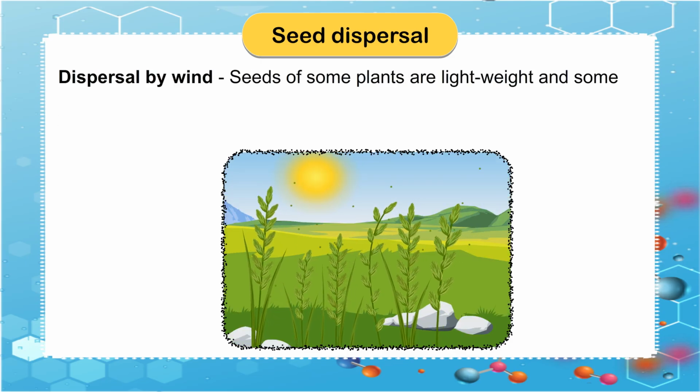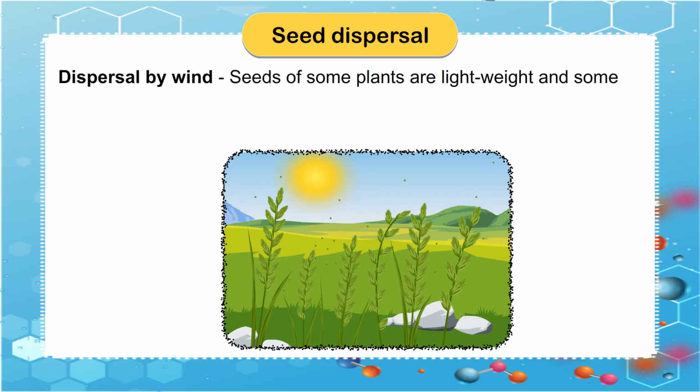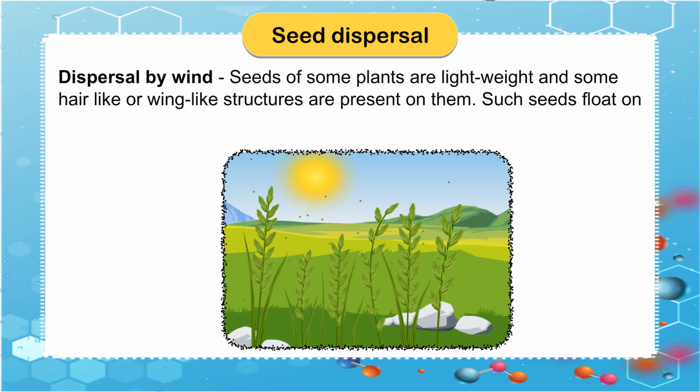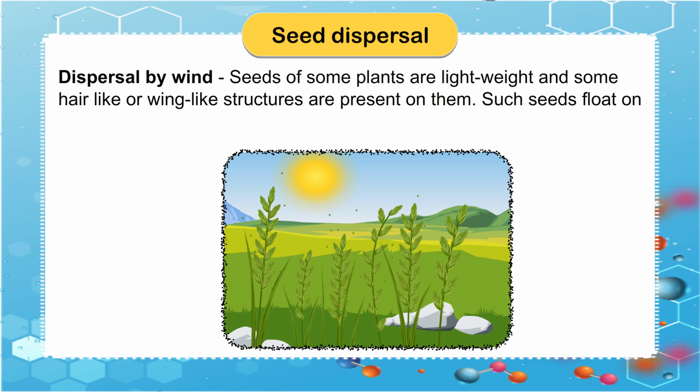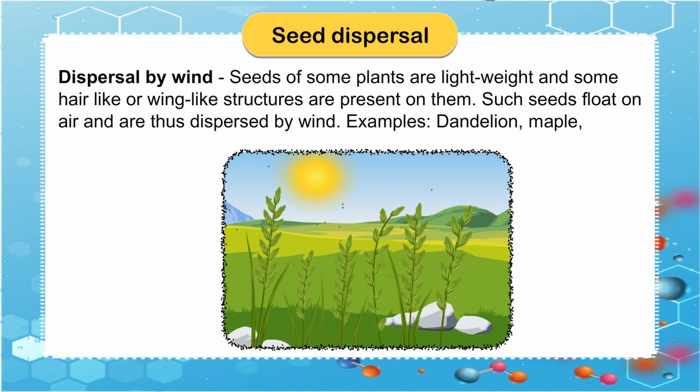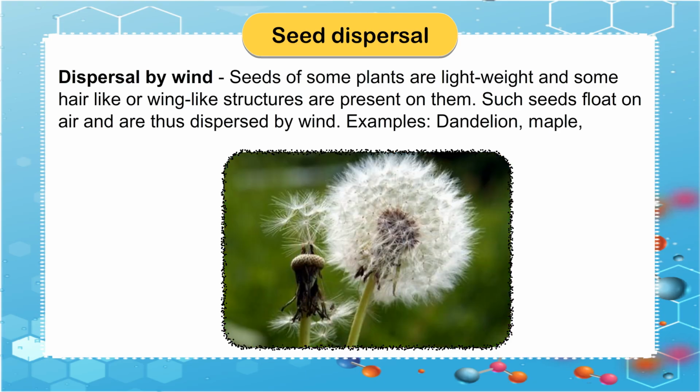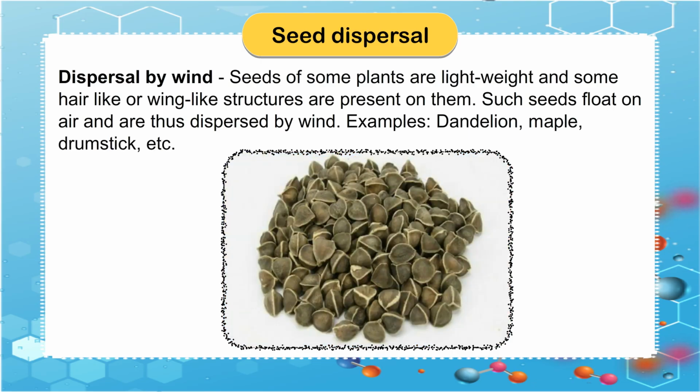Dispersal by wind. Seeds of some plants are lightweight, and some hair-like or wing-like structures are present on them. Such seeds float on air and are thus dispersed by wind. Examples: dandelion, maple, drumstick, etc.